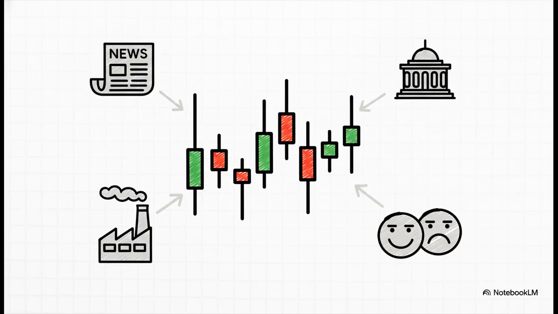First up, and this one is huge, is the idea that the market discounts everything. Now, that's a powerful concept. It basically means that everything, and I mean everything, that could possibly affect a stock's price is already reflected, baked into the price you see on the screen. Think about it. Earnings reports, political news, a new competitor, heck, even just how investors are feeling. It's all in there. For a technician, the price is the ultimate truth.